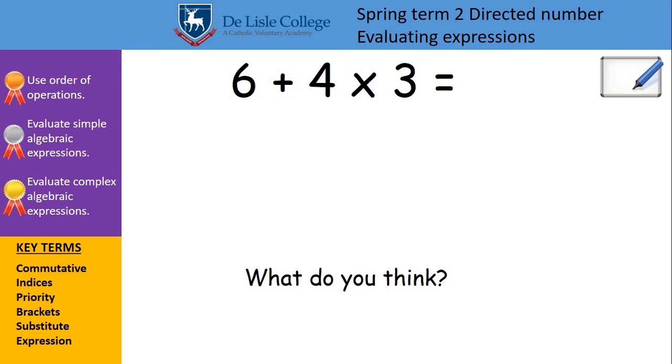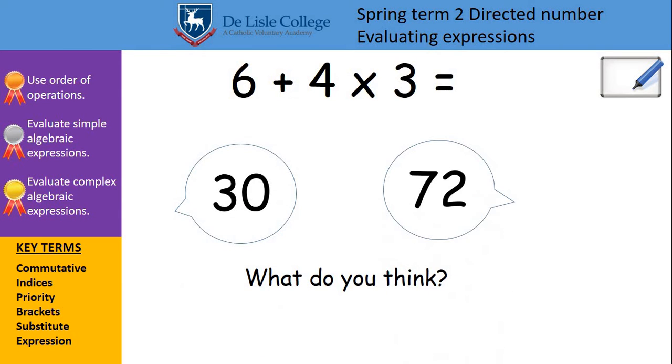Okay, so on this one, I think the common answers we may potentially be getting in this room will be 30 and 72. Those who got 30, you may have gone with 6 plus 4, then times by 3. Or 72, perhaps you've misread and gone 6 times 4 times 3. We should be looking at this one, the M comes first from multiplication. 4 times 3 is 12, then add the 6. So we should be getting 18 for that one.